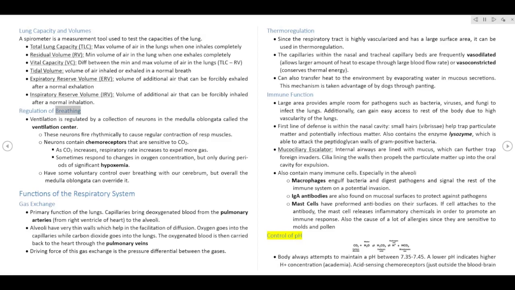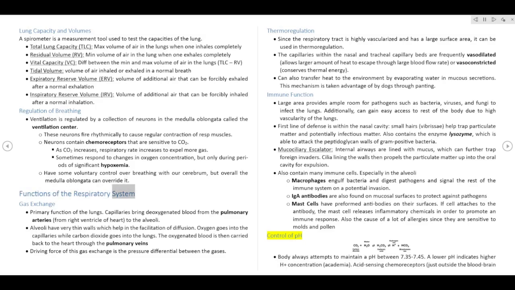Regulation of breathing. Ventilation is regulated by a collection of neurons in the medulla oblongata called the ventilation center. These neurons fire rhythmically to cause regular contraction of respiratory muscles. Neurons contain chemoreceptors that are sensitive to CO2. As CO2 increases, respiratory rate increases to expel more gas. Sometimes respond to changes in oxygen concentration, but only during periods of significant hypoxemia. We have some voluntary control over breathing with our cerebrum, but overall, the medulla oblongata can override it.